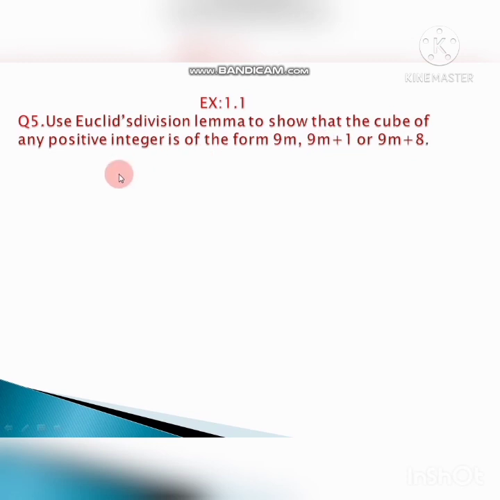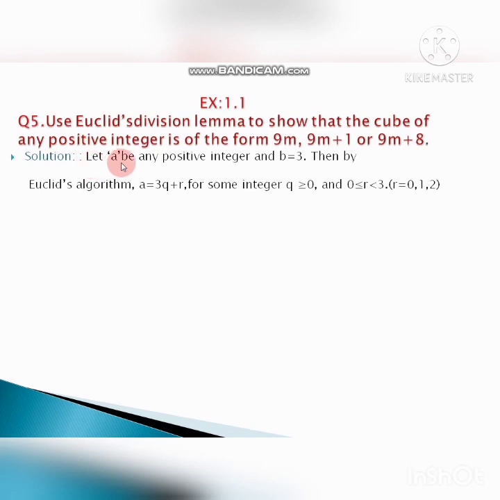Okay, so as it is given cube of any positive integer, let us consider in the solution that a is any positive integer and b is equal to 3. Now you might be thinking why I have taken b as 3 while in the question it is given as 9m plus 1 or 9m plus 8. If we take b as 9, then for the remainder you are going to get 9 possible cases, and it is a very lengthy and tiresome job to prove all 9 cases. That's why instead of 9 I am taking b as 3, as we know that 9 is a multiple of 3, so we can take it.